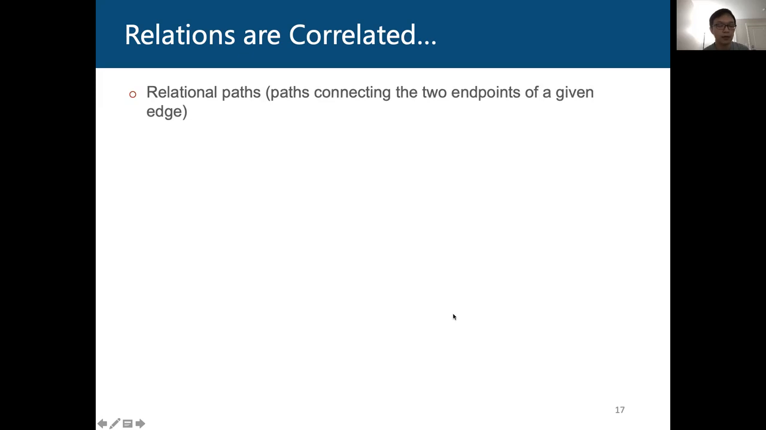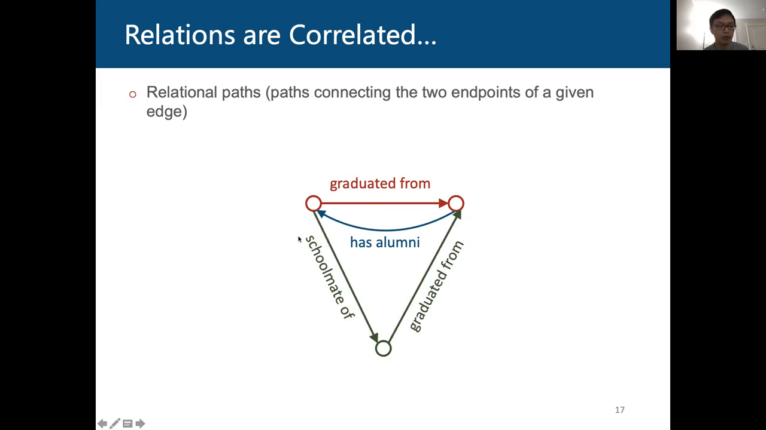In addition to relational context, we also observe that relations are correlated in terms of relational paths. For example, given a relation called graduated from, we may find a reverse relation connecting this pair, called has alumni. And there may also be a sequence of relations, like school made of and graduated from, which connects this entity pair.